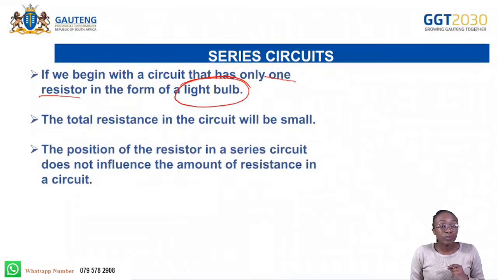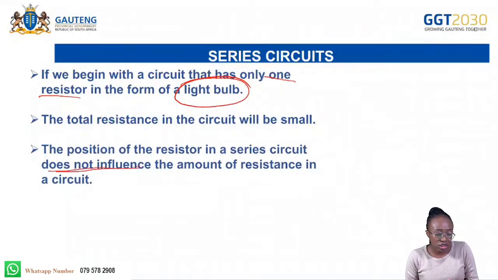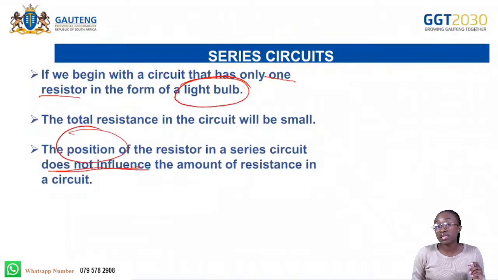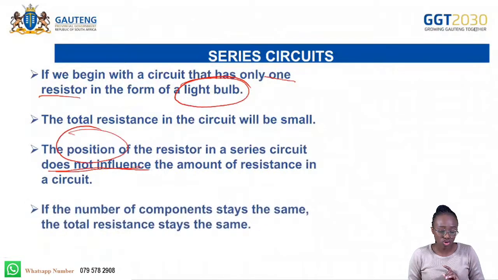Now, the position of the resistor in a series circuit does not influence the amount of resistance in a circuit. You need to remember that. Remember, in a series circuit, resistors are connected end to end, one follows the other along one pathway. So the position of the resistor in a circuit does not influence the amount of resistance. You need to remember that.